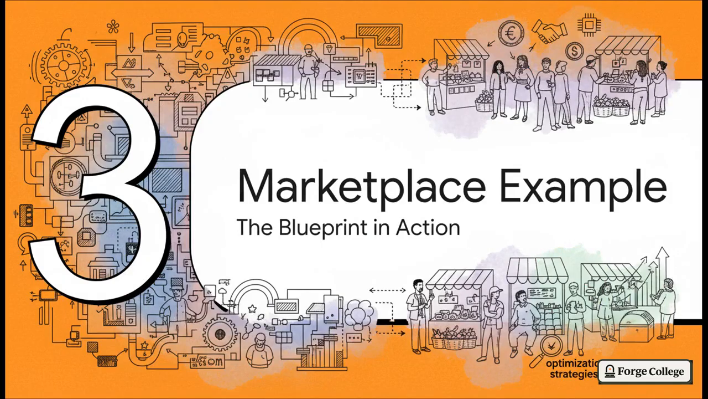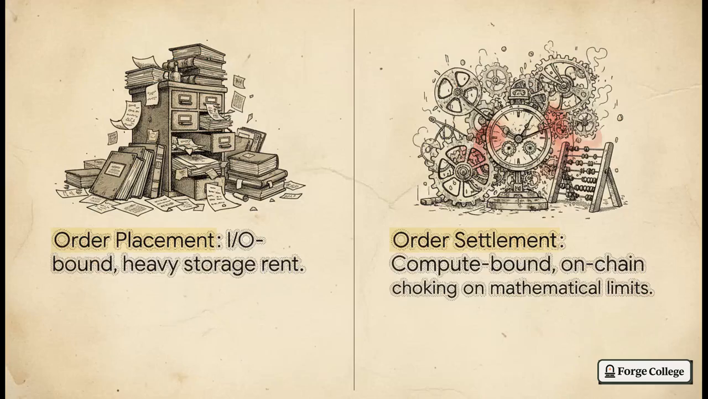Okay, Section 3, the marketplace example. Let's see this blueprint in action. Let's dive into a real-world scenario to see how these EVM versus SVM trade-offs actually affect your architectural decisions in a decentralized marketplace. Imagine we measured this marketplace and found 2 dominant problem transactions. First up, order placement. This one is heavily I/O bound.